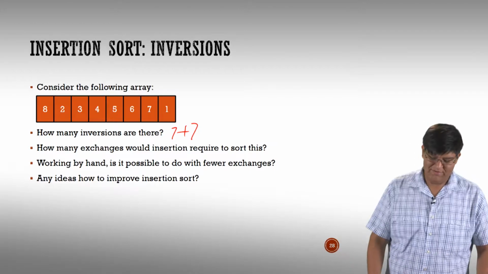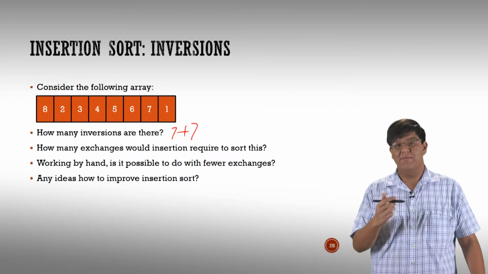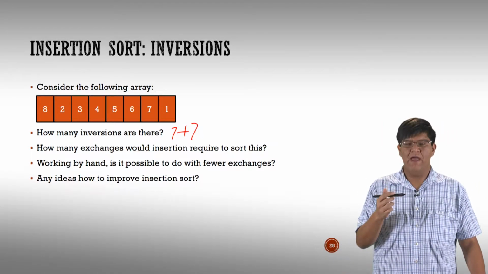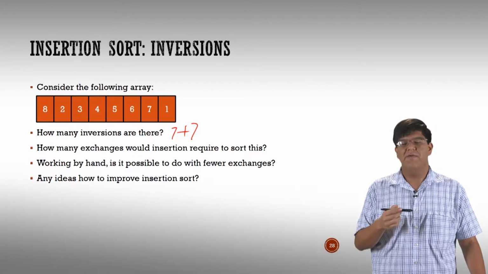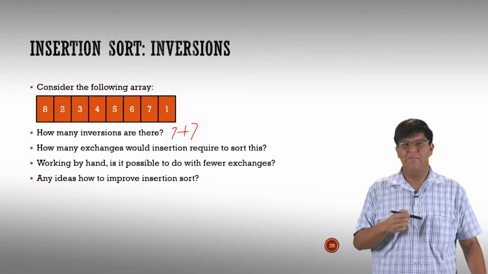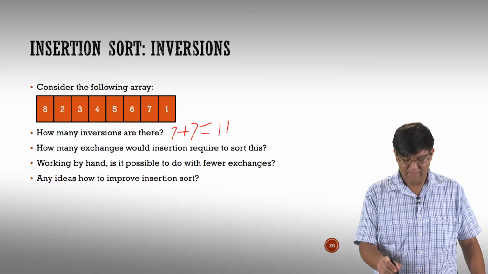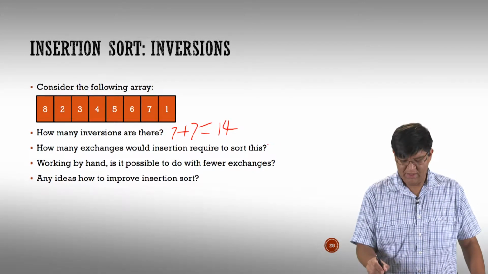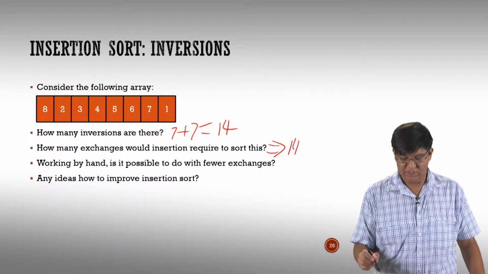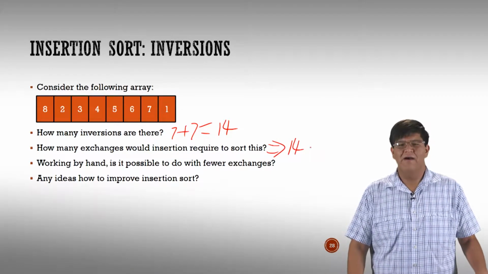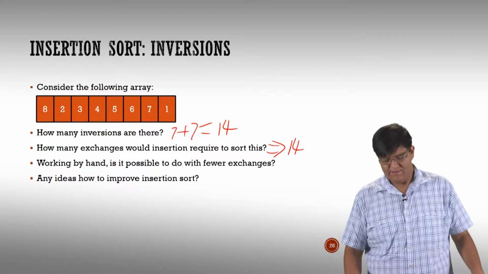Well, insertion sort is basically going to take the same number. If an array has n inversions, typically what that means is insertion sort has to do that many exchanges in order to fix it. So actually right over here, 14 inversions implies basically 14 exchanges in terms of insertion sort. That's a little bit bad. So what do we do?